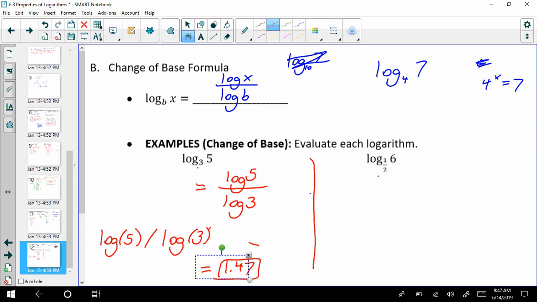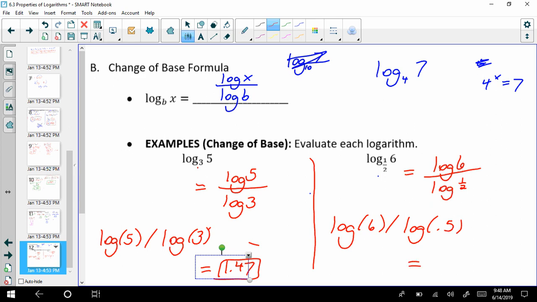Okay, let's try the next one. Log with a base of 1/2 of 6. So using my change of base formula, that would be log 6 divided by log 1/2. See if you can get this one to come out. So in your calculator, you'd hit the log button, and then 6, close the parenthesis, divided by log, parenthesis, you can either do 1/2 or 0.5. And if you do this correctly, the answer that you get out should be a negative 2.58.